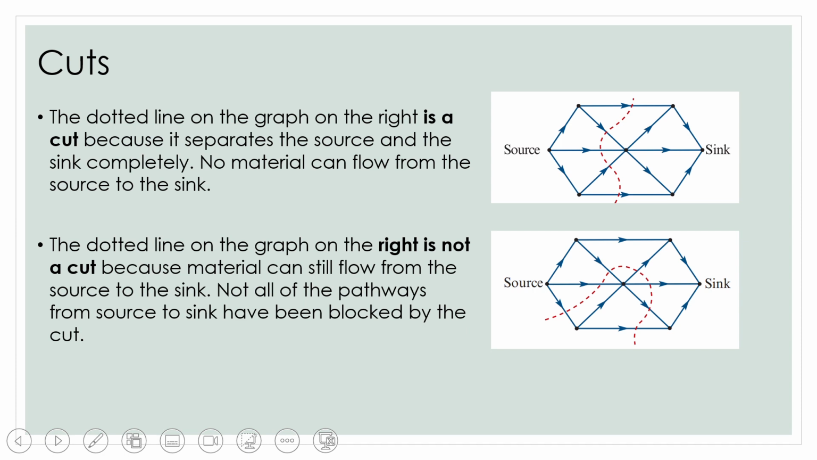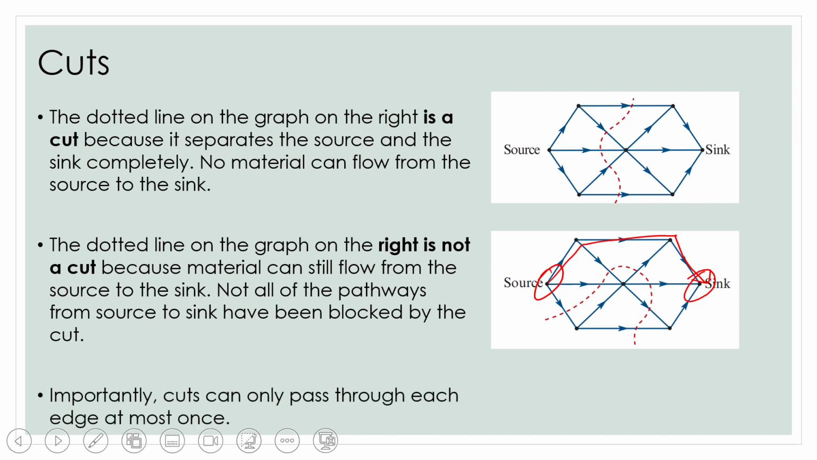Now, we've already spoken about this. The first one would in fact be a valid cut because it's separating the source from the sink. The second one would not be a valid cut because it is not separating the source from the sink. I can still go this way in order to get to the sink, so it is not a valid cut. And the last point, most important, cuts can only pass through each of the edges at most once.